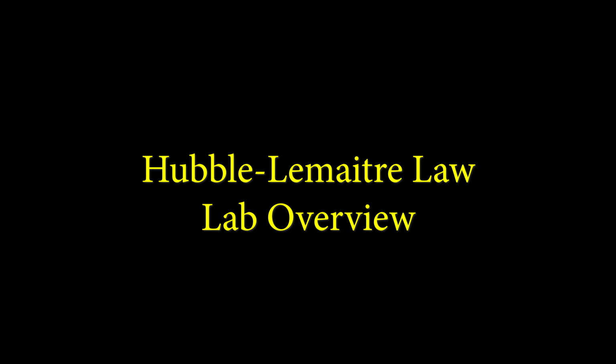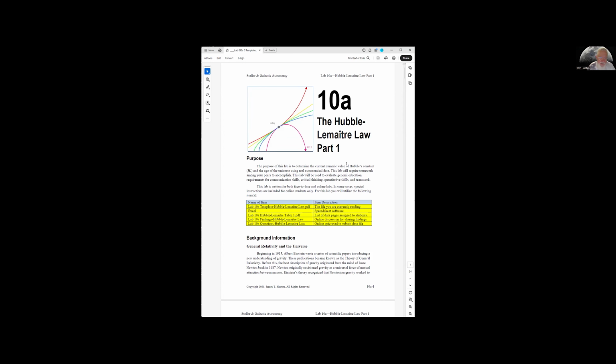All right, the purpose of this video is to walk through the Hubble Lemaitre Law Lab. So let's start by looking at the module. All right, here we are in the template file, and you'll see the purpose of this lab is to determine the current numeric value of Hubble's constant and the age of the universe using real astronomical data.